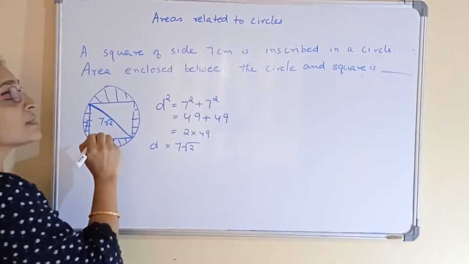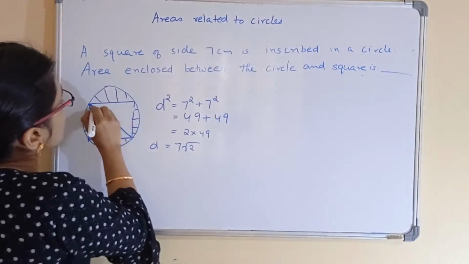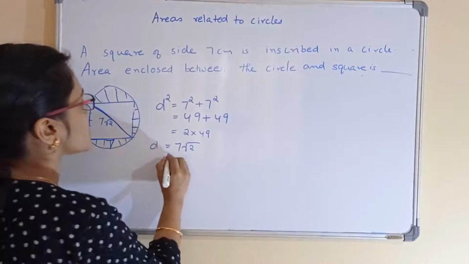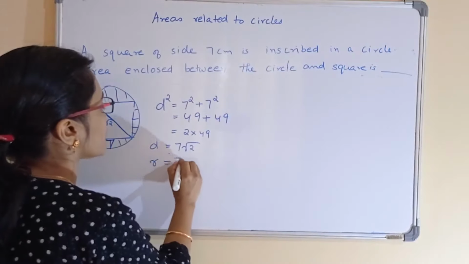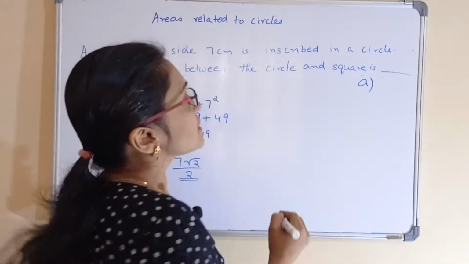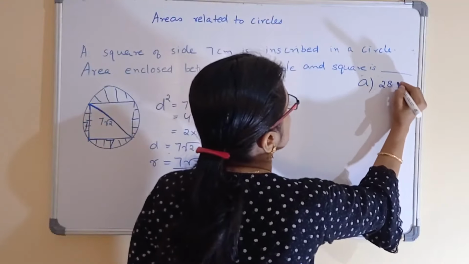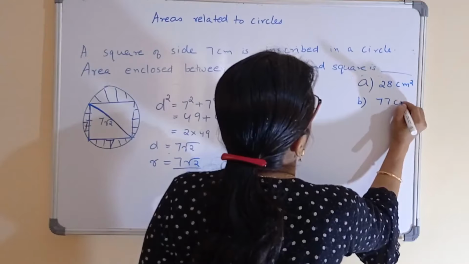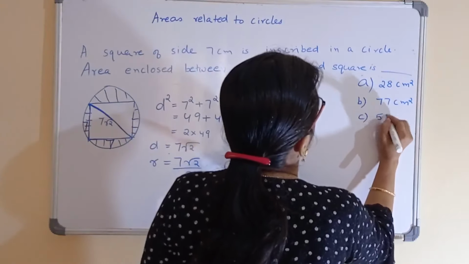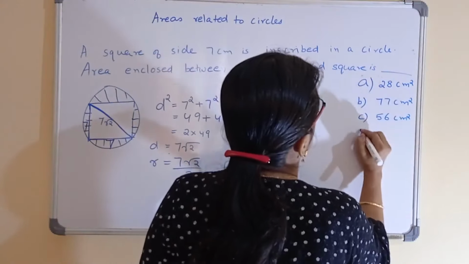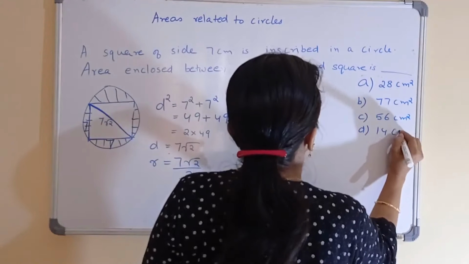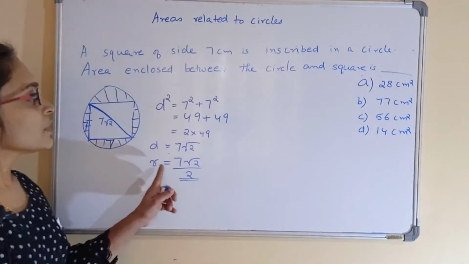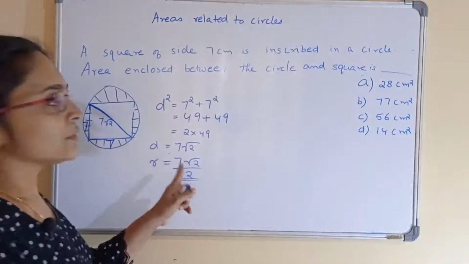And what is the radius of the circle? This is the diameter. So what is the radius? Radius is equal to 7 root 2 by 2. And in this question, the options are given as 28 centimeters square, 77 centimeters square, 56 centimeters square, and 14 centimeters square. Okay. So we got R as 7 root 2 by 2.